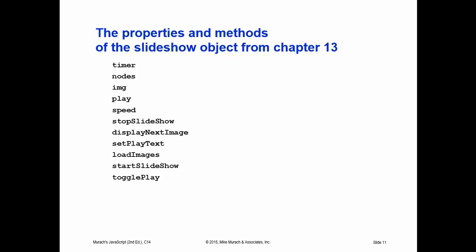Stop slideshow is a method that stops the timer. Display next image is a method that gets and displays the next image. Set play text is a method that toggles the text of a pause resume link. Load images is a method that accepts an array of slide objects, preloads the images, and stores image objects in the img.cache array. Start slideshow is a method that accepts and stores references to image and span tags, starts the timer, and stores a reference to the timer object. And toggle play, which is a method used to start and stop the slideshow.